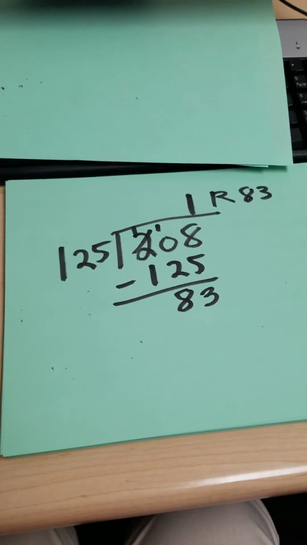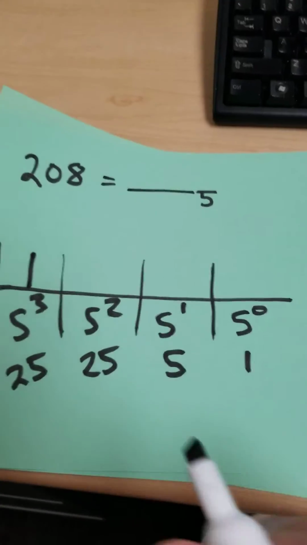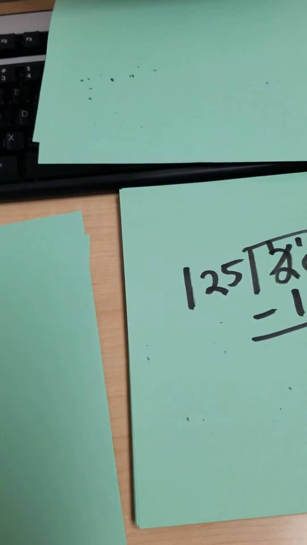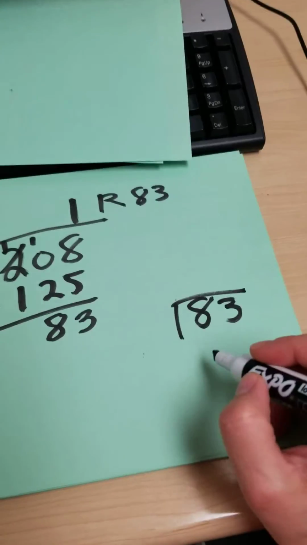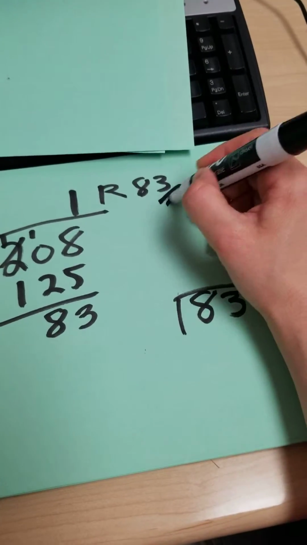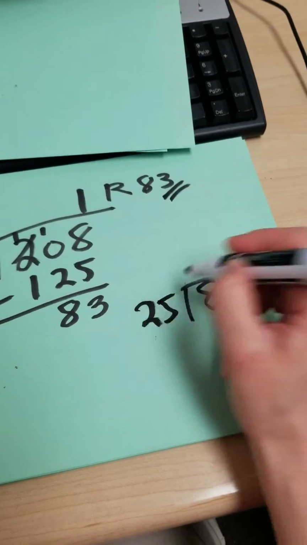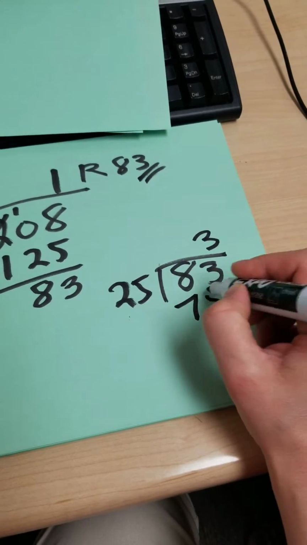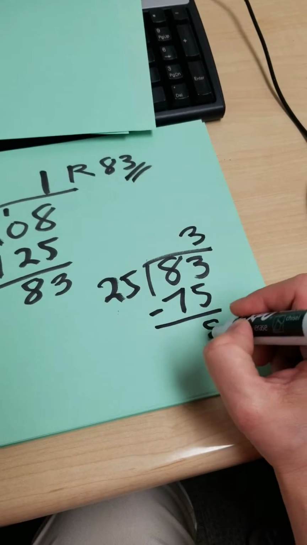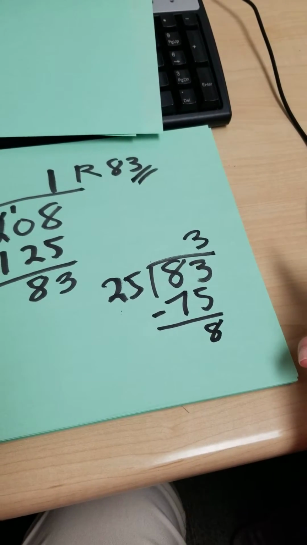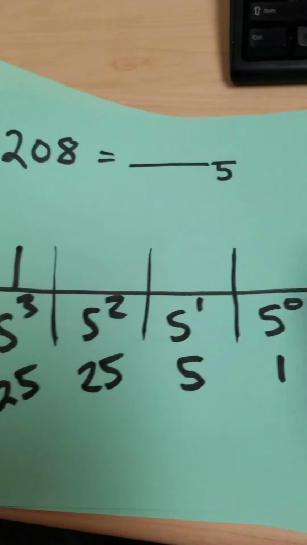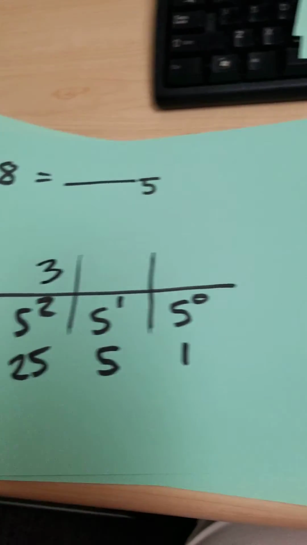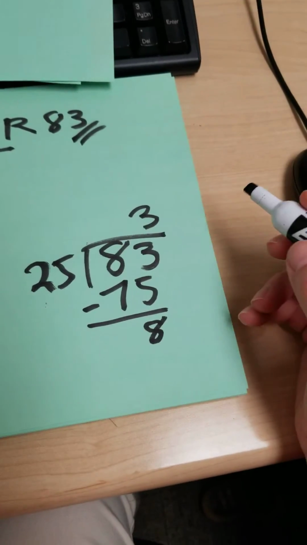So now, of the 83 remaining, what's the next place? 25. How many groups of 25 can we get out of that remaining 83? I think that's 3, right? 3 times 25 is 75. I believe that gives us a remainder of 8. So groups of 25, we found 3. And now I have a remainder of 8.